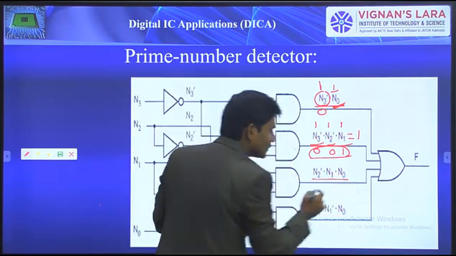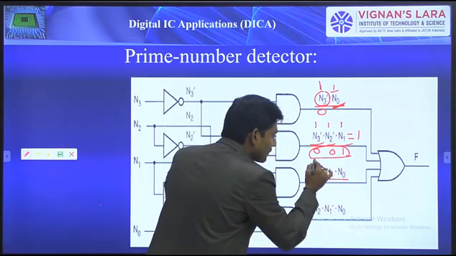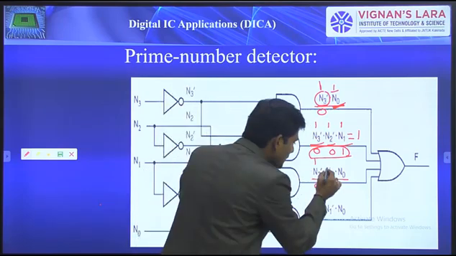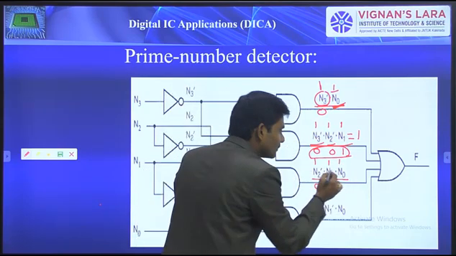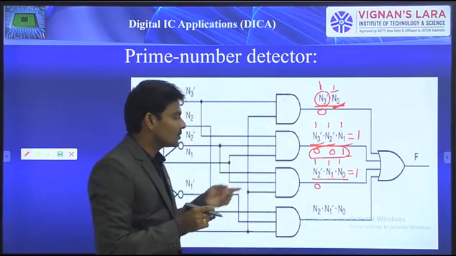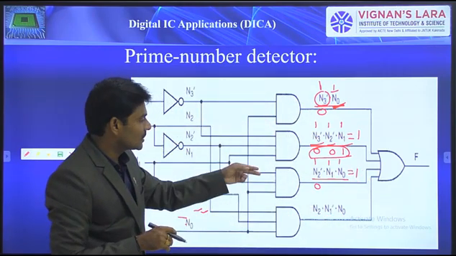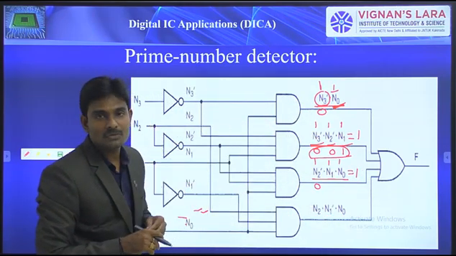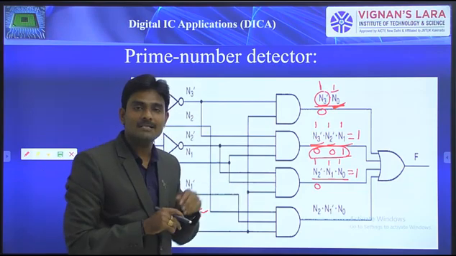In the same way for this one, N2 bar. If you apply 0, then N2 bar becomes 1. N1 in true form, 1. Then only it becomes 1. So that is the condition. So 0, 1, 1 you are supposed to apply. In the same way for the last one as well.